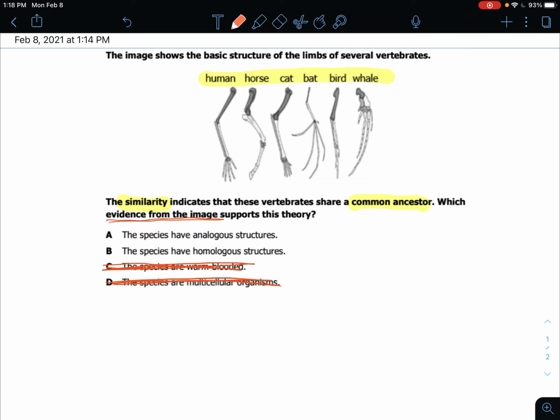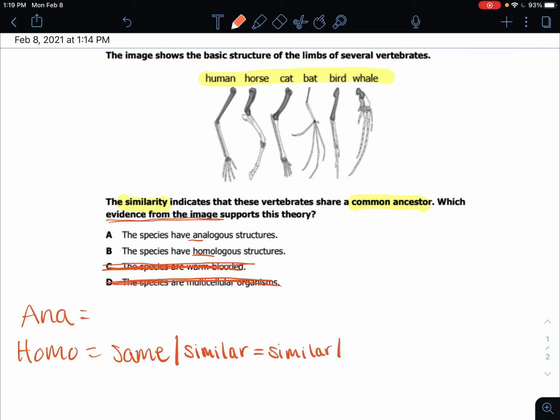So let's just have a little reminder of the difference between the two, because it has been a hot minute, right? So we have the prefix ana and homo. Now we remember we've been saying this all stinking year. Homo means same. Handwriting looks terrible today. Or similar. Okay, so when you see that, I want you to think similar or the same structures. Okay, homologous structures, same structures.